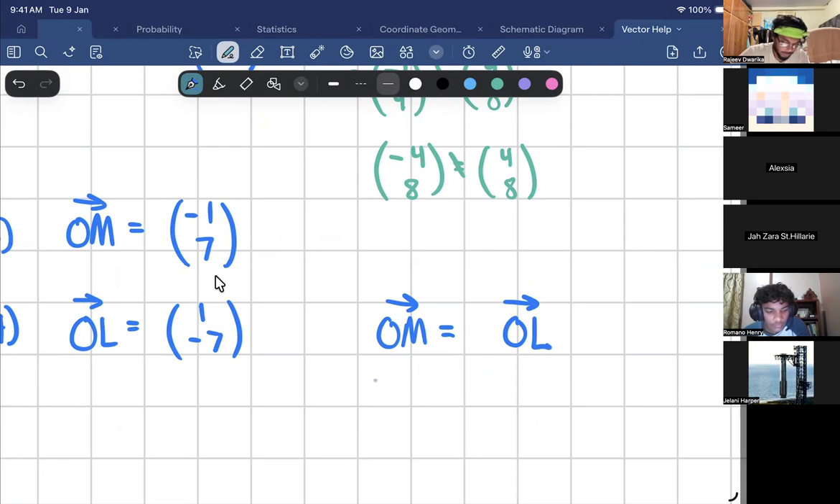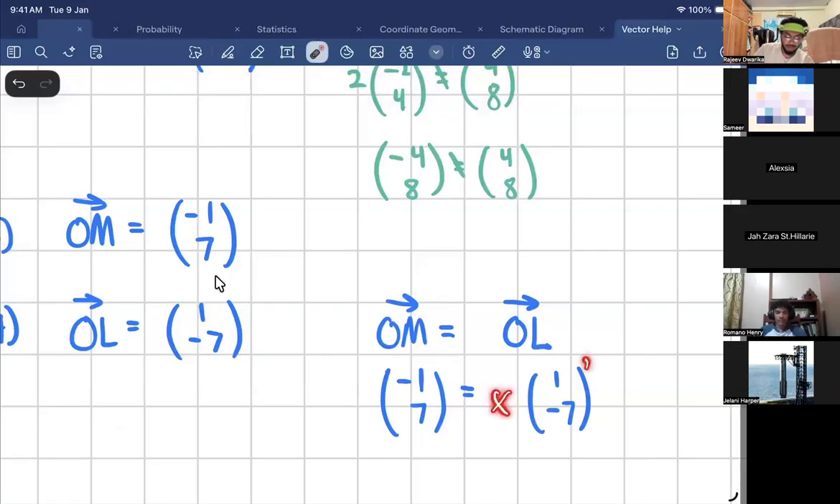No. All right. So minus 1, 7 over here, and we have 1, minus 7. People in class, is there anything I can multiply 1, minus 7 by to make it minus 1, 7?